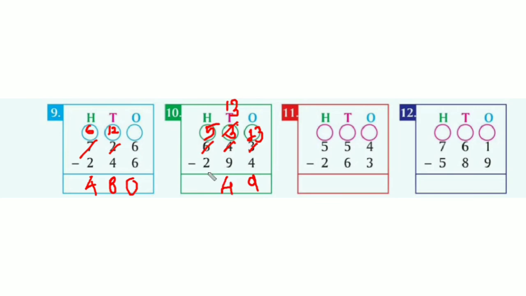And 5 minus 2 equal to 3. Our difference is 349. Now these two examples you are going to solve. Again I am requesting you, don't leave the video in between, because if you leave it in between you will not understand it better.